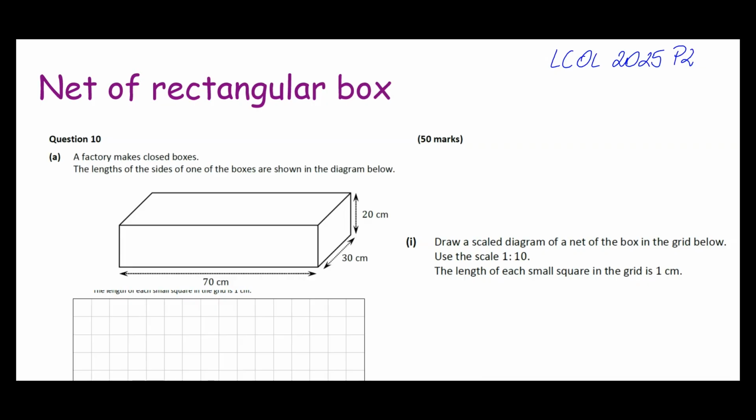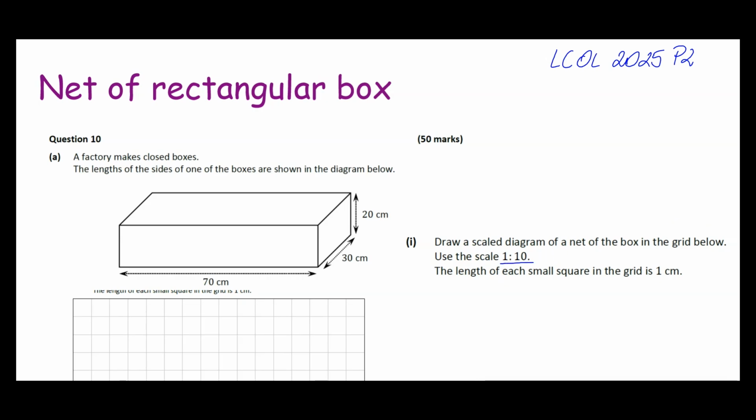Net of a rectangular box. Let's have a look. A factory makes closed boxes. The lengths of the sides of one of the boxes are shown in the diagram below, and we can see 20 centimeters, 30, and 70. So we have to draw a scale diagram of a net of the box in the grid below, and they are giving us the scale.